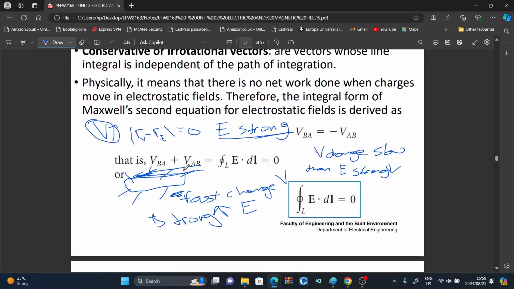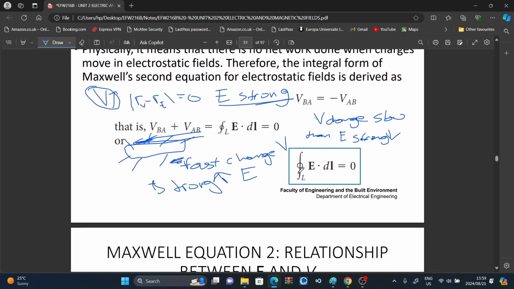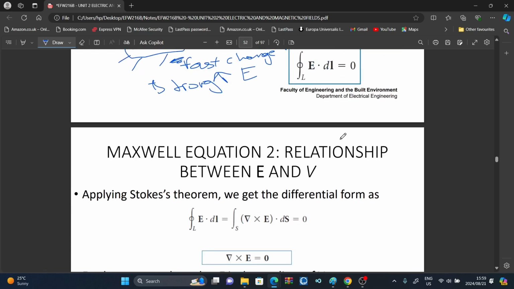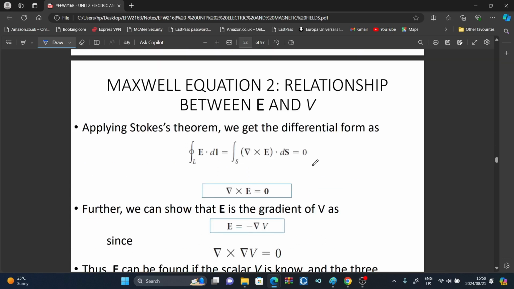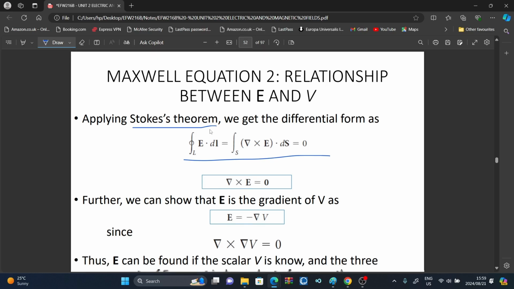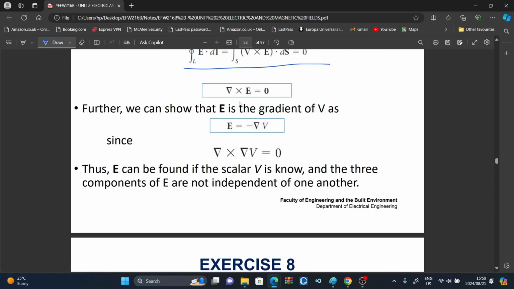You can read through this, but as you can see, this is the equation they give you that goes to zero. So that's the second law. Then, applying Stokes' theorem, you can go check that out if you are interested in what Stokes' theorem is. But in this case, we will just focus on the formulas and how they work in an electric field. I hope you understand that. Then you can also read further through this.